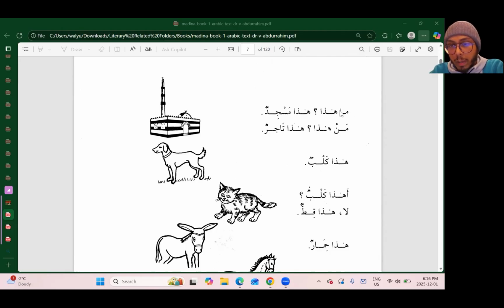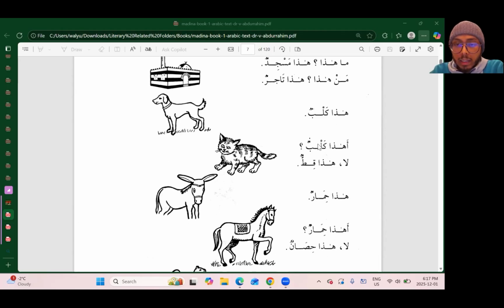As you can notice, ma is used for things. Man is used for people. Ma is also used for animals. So you would say ma hada? What is this? Hada kalb. This is a dog. Ahada kalb? Is this a dog? La, hada qitt. No, this is a cat. With the hamza, this is called the hamza of questions, or it's the hamza that you make a question with. Hamzatul istifham is the name.